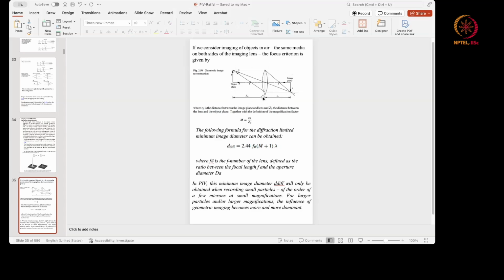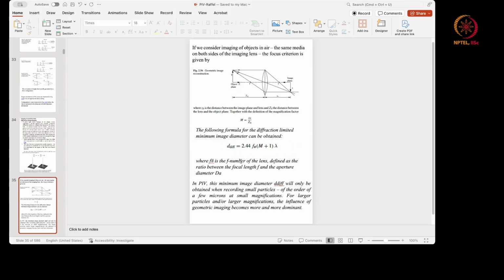Small z0 is the distance from the image plane to the lens, and capital Z0 is the distance between the lens and the object plane. So you know the magnification already, which is given as small z0 divided by capital Z0. The following formula, which you have also seen, is for the diffraction limited minimum image diameter.